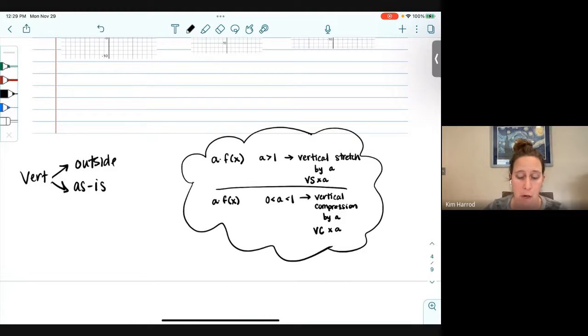So now I'm going to go through the horizontal ones. I'll go through them in the same order so that we can see the difference between, she keeps saying outside, but what does she really mean by outside versus inside of a function? And what does she really mean by as is versus something else? So I'm going to show you that part now.